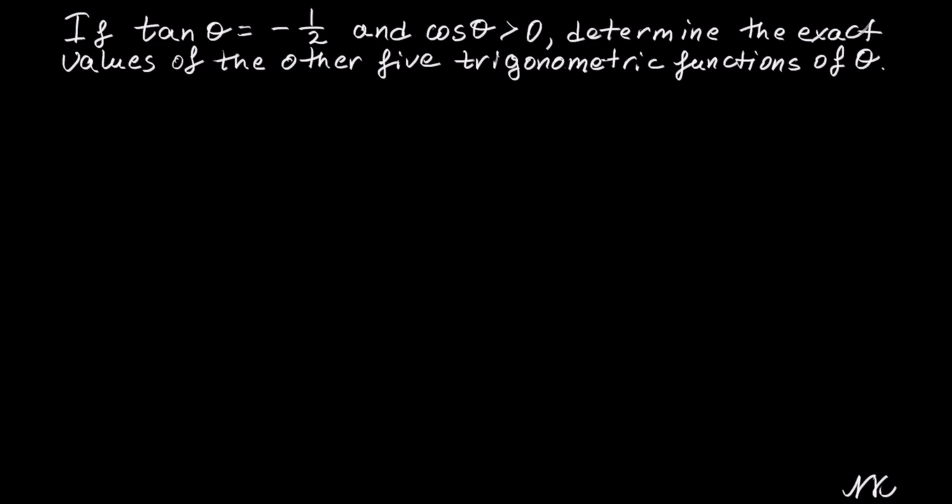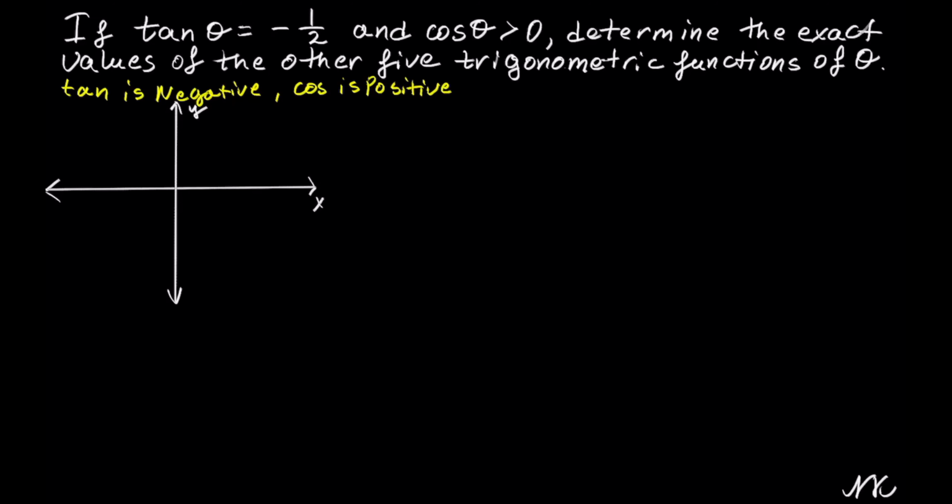Hello, in this problem we are given that tangent of theta is -1/2 and cosine of theta is greater than 0, and we have to determine the exact values of the other 5 trigonometric functions of theta. From the information that we are given, we know that tangent is negative because of the -1/2 and cosine is positive.